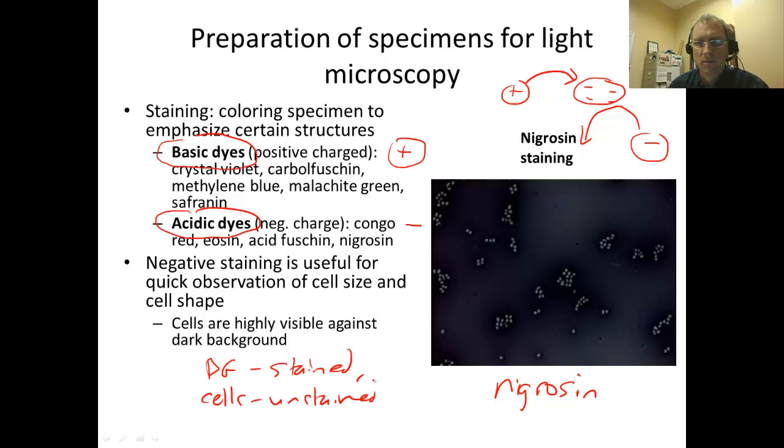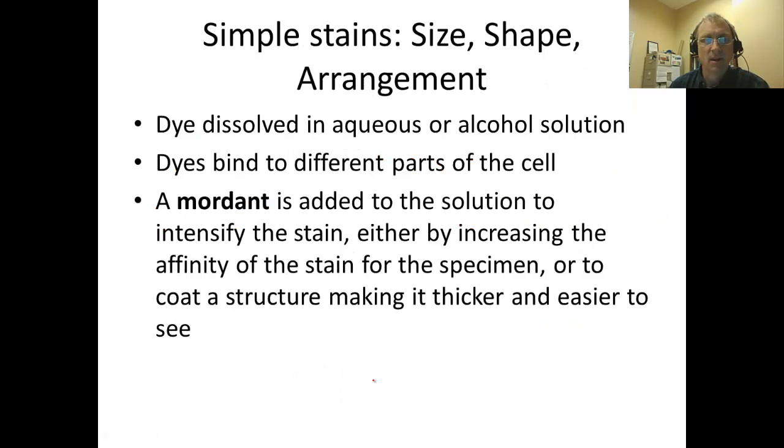And this is an extremely rapid procedure, as we were able to see in lab last week. It quickly allows us to assess the size, shape, and arrangement of an unknown organism simply by adding one single chemical and then immediately going to look at them under the microscope. Anytime we are using a single chemical, a single stain, either an acid dye or a basic dye, we refer to this process as simple staining.